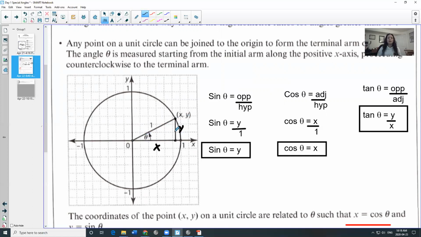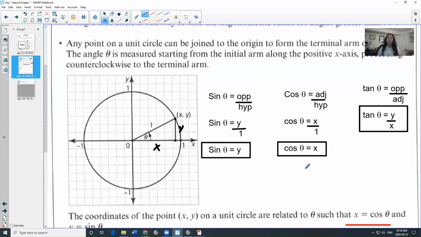Sine is going to be opposite over hypotenuse. Sine of theta is y over 1. We never write the 1 on the bottom of a number, so sine theta is equal to y. So this y value is really the same as sine of theta.